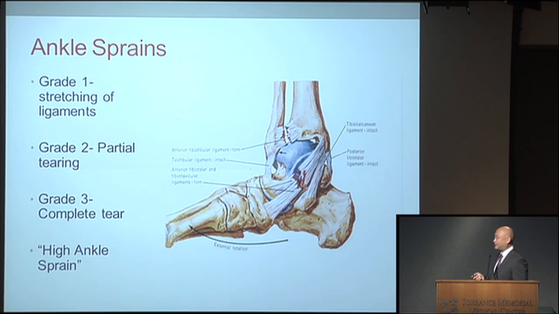And so ankle sprains are graded 1, 2, 3. Basically, grade 1 means that there's stretching of the ligaments. Grade 2 means that there's partial tearing, and grade 3 means that there's full tears. And there's also another kind called the high ankle sprain, where the ligaments in between the tibia and the fibula bone get disrupted, and a lot of football players get that. And it just means a different kind of ankle sprain.